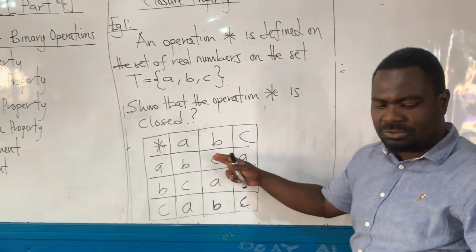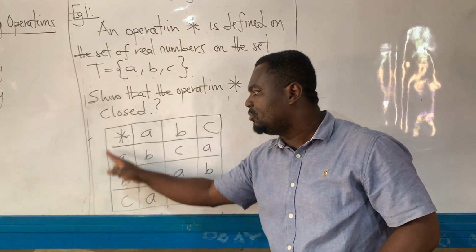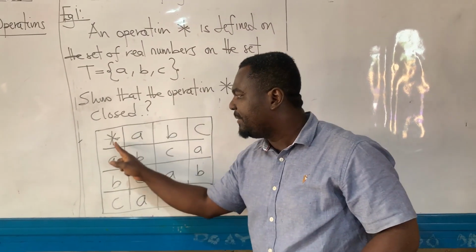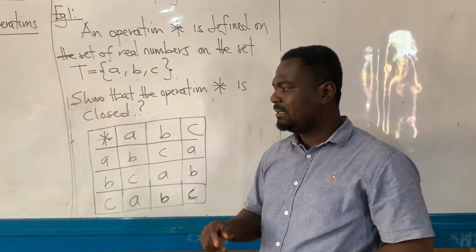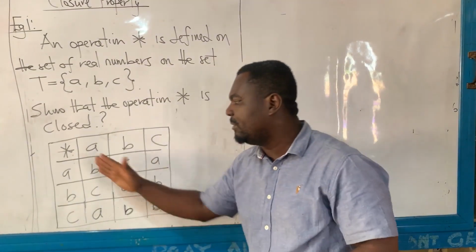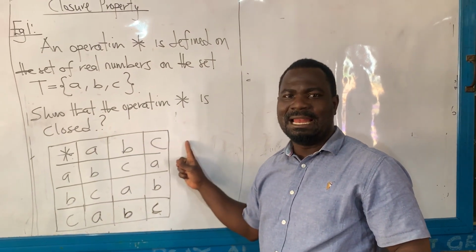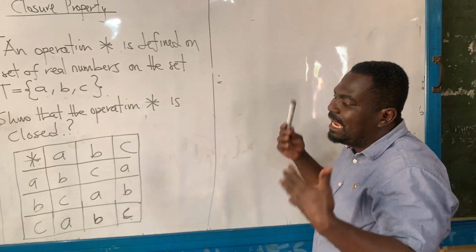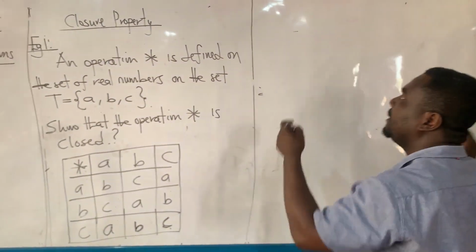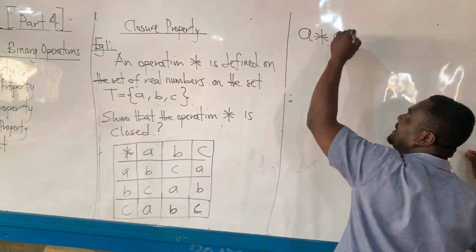We are asked to show that the operation we use to draw the table here, the operation star, is closed. So what I'm going to do is pick 2 random numbers, one from the vertical lane and the other from the horizontal lane. I will just pick any 2 numbers of my choice. So I choose to pick A against C.